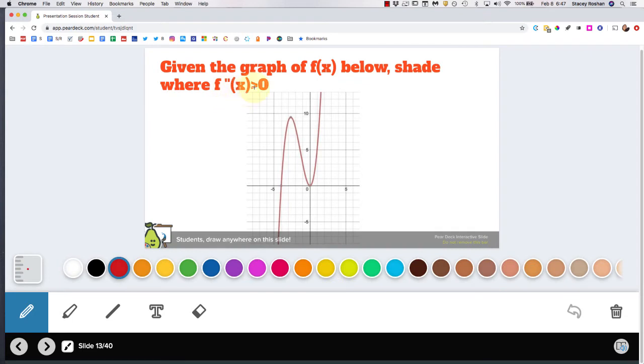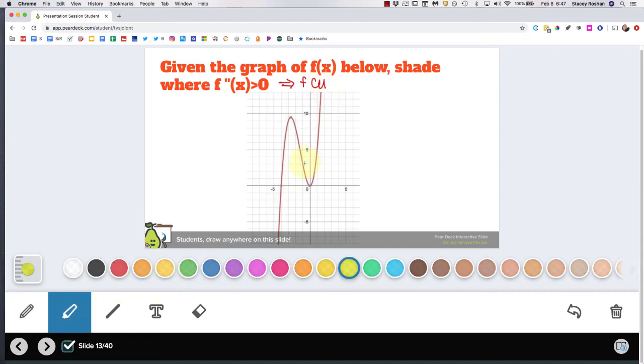Shade where f double prime is greater than 0. Remember, f double prime greater than 0 means f is concave up, or happy. So where is my function happy? It looks like right around here is my inflection point.